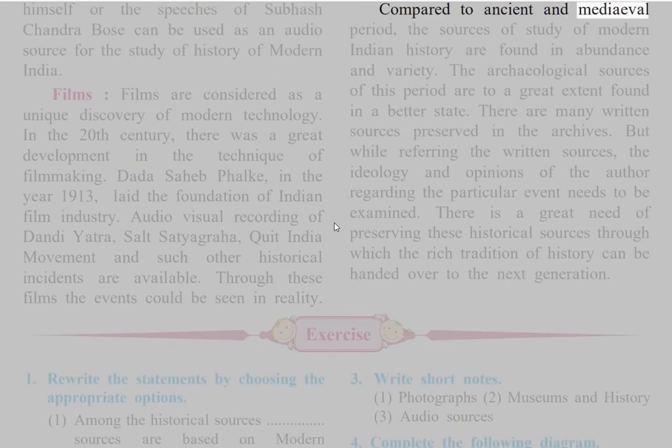Compared to the ancient and medieval period, the sources of study of modern Indian history are found in abundance and variety. The archaeological sources of this period are to a great extent found in a better state. There are many written sources preserved in the archives. But while referring to the written sources, the ideology and opinions of the author regarding the particular event need to be examined. There is a great need of preserving these historical sources, through which the rich tradition of history can be handed over to the next generation.